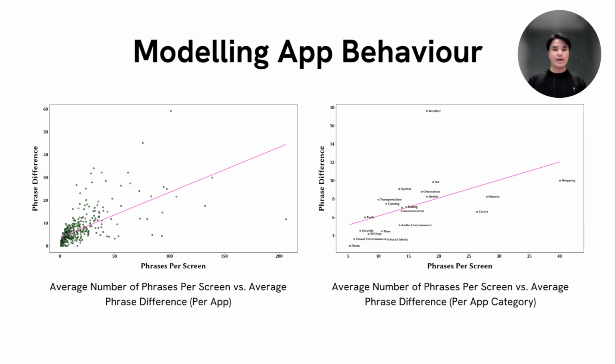We can also analyze app behavior through their screen content. Utilizing Android's unique package names, we mapped out all apps that participants used throughout the study. For each app, we used a Pearson correlation to compare its average number of phrases per screen as a measure of information density against its average phrase difference as a measure of information change.